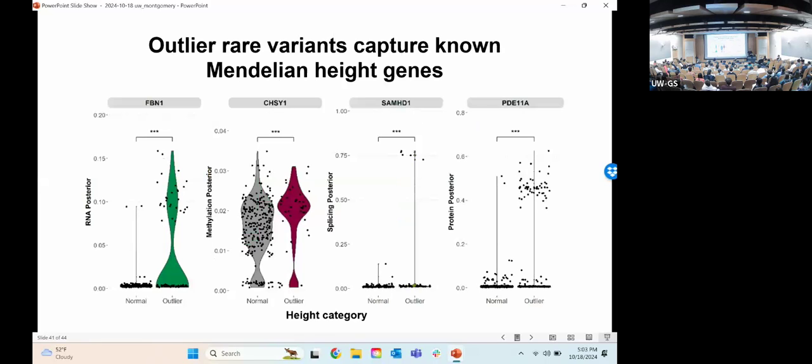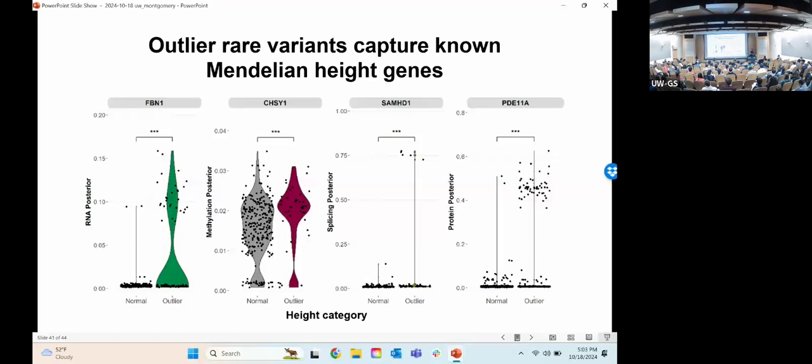Likewise, we can also flip the problem around. Many of you are probably aware of burden tests, where you look for the repeated presence of rare variants in individuals with particular traits. So we went into the UK Biobank and categorized people who had a normal distribution of height versus an outlier height value. And we asked, for those people with outlier height values, how often do we see high scoring rare outlier variants in specific genes?